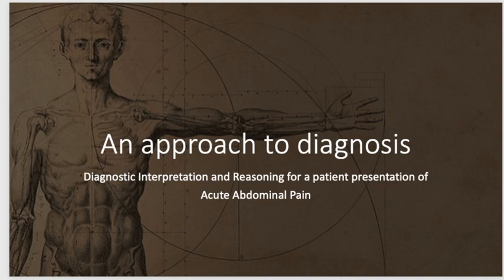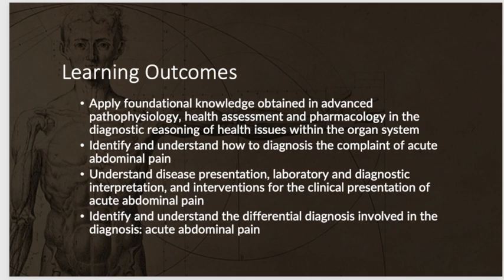We are going to be taking a look at an acute abdominal pain presentation. We are going to apply the foundational knowledge you have already obtained in advanced pathophysiology, health assessment, and pharmacology, and look at it using diagnostic reasoning with the presentation of acute abdomen. You're going to understand the diagnosis, the differential diagnosis, why patients present the way that they do, what the laboratory and diagnostic interpretation of the imaging entails, and also whether it's going to be surgical or a benign finding.